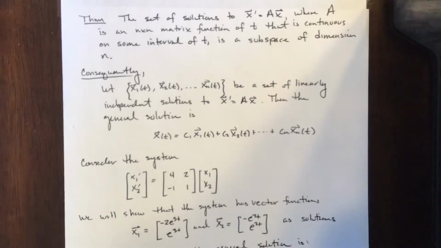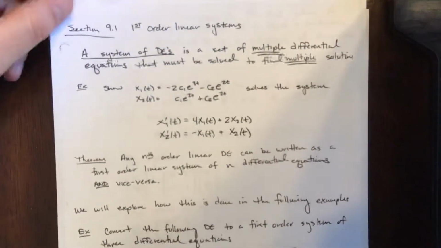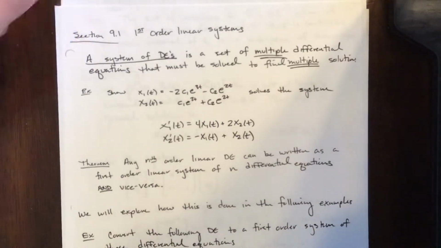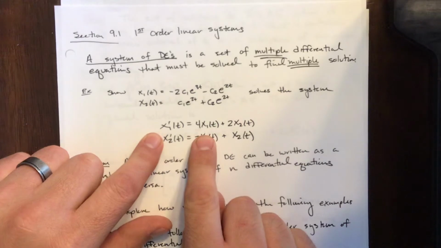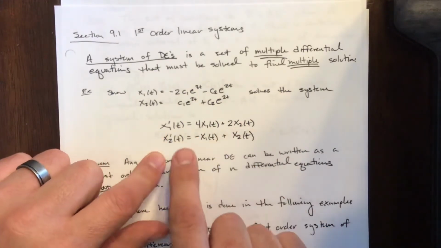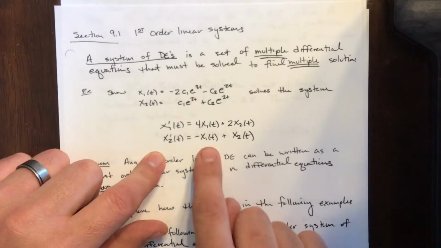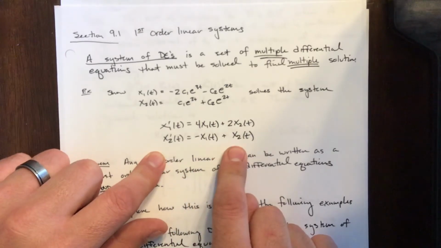Consider the matrix equation x1 prime, x2 prime equals the matrix 4, 2, negative 1, 1, multiplied by x1, x2. That's the same differential equation that we started with: x1 prime equals 4 times some function plus 2 times another function, and the derivative of the second function is negative the first function plus the second function.